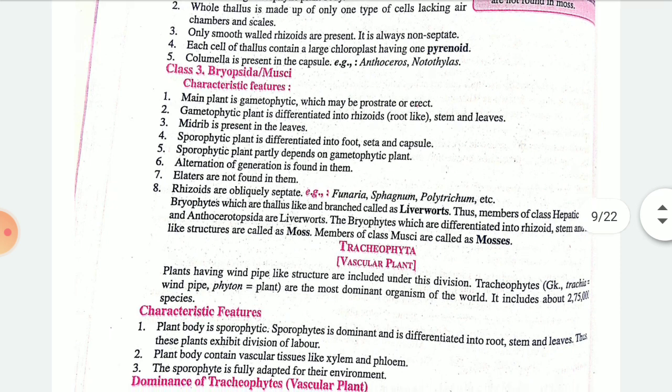Then Bryopsida: it will be prostrate or erect. Gametophytic plants are differentiated into rhizoids, stem and leaves. A midrib is present in the leaves. Sporophytic plants are differentiated into foot, seta and capsule, and they depend on the gametophytic plants generally. Alternation of generation will be present. Septa will be there. Elaters are not found in them.